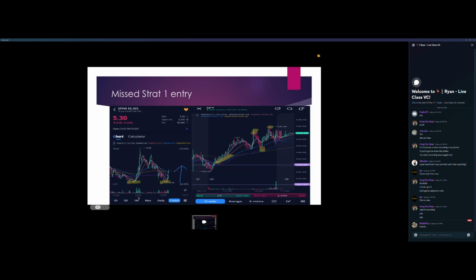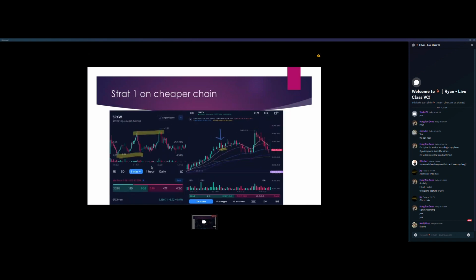I use my phone to enter, by the way. I think I've told you guys that. And we have the EMAs here. This is strat 0. This is not a strat 0 play, but this is what you use for strat 0. Okay. So yeah, this is just a cheaper contract. If you guys want to use a strike below, this worked as well. Usually they correlate pretty similarly.